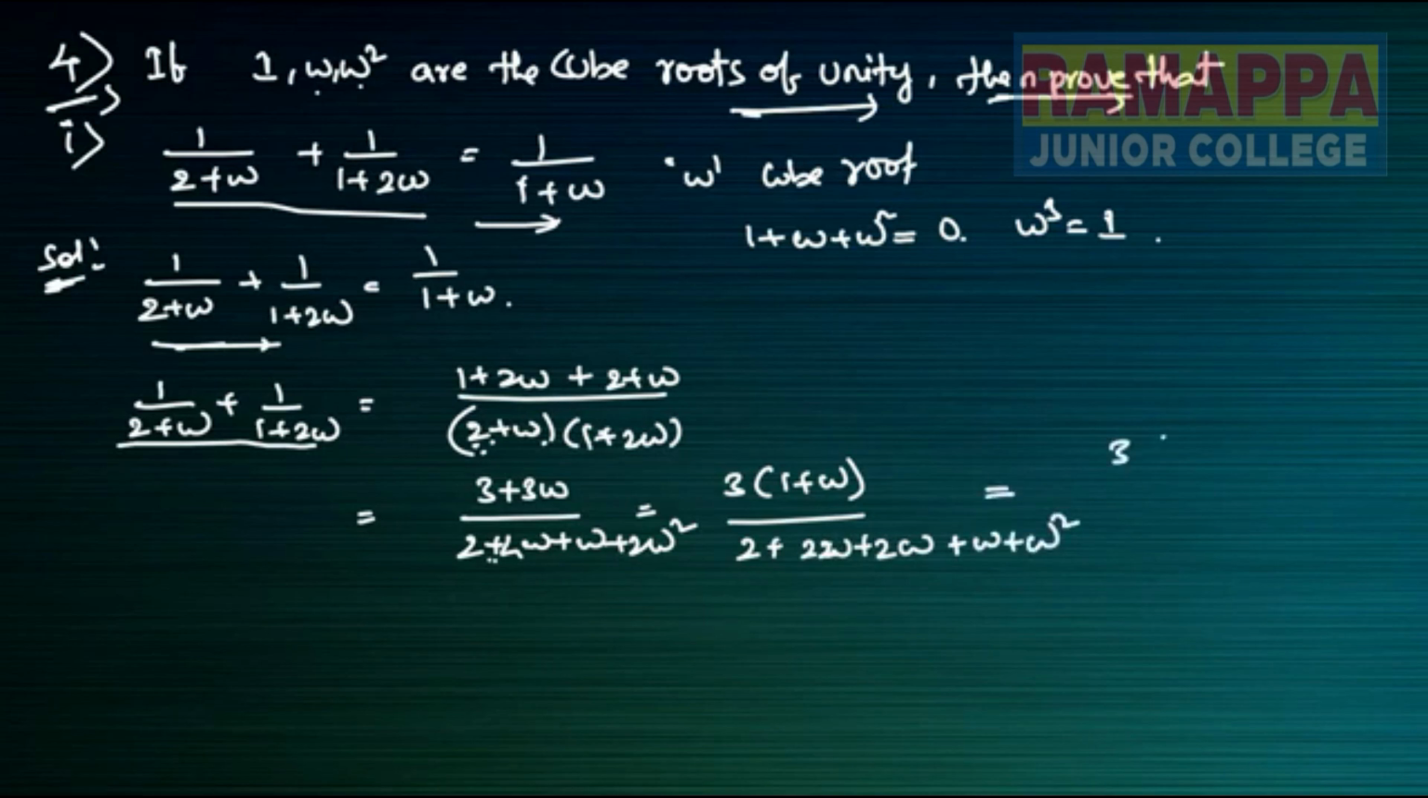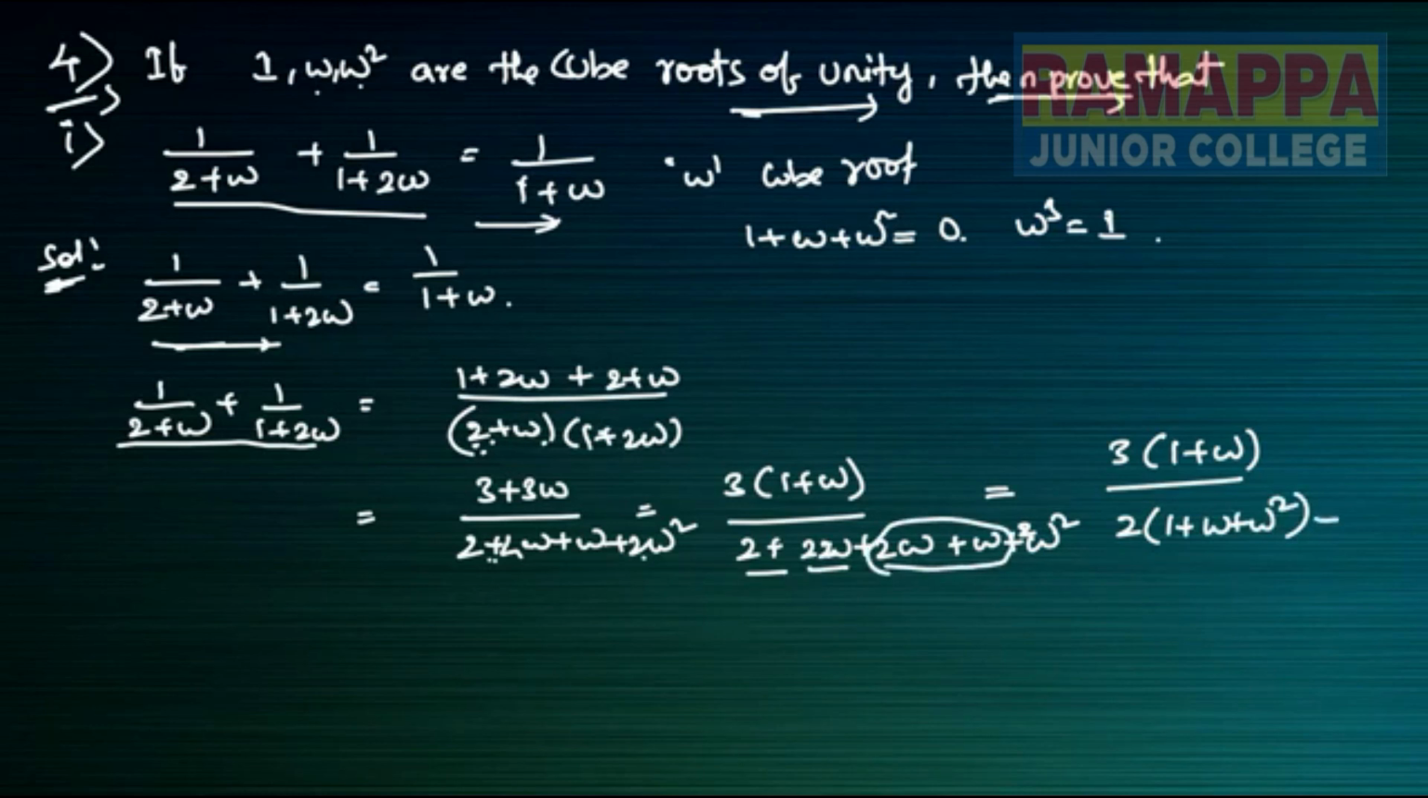So from this, 3 into 1 plus omega divided by... here I will take 2 common from this one and this one, and here this 2 omega square runs from this one. It will become 1 plus omega square. So here 2 omega plus 3 omega will remain. Now in this, 3 into 1 plus omega divided by... what we get here, this total will become 0. So 2 into 0 plus 3 omega square will come here.